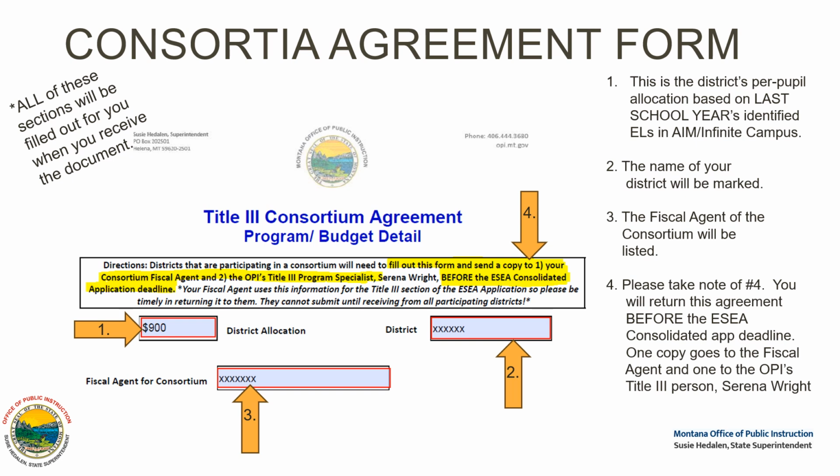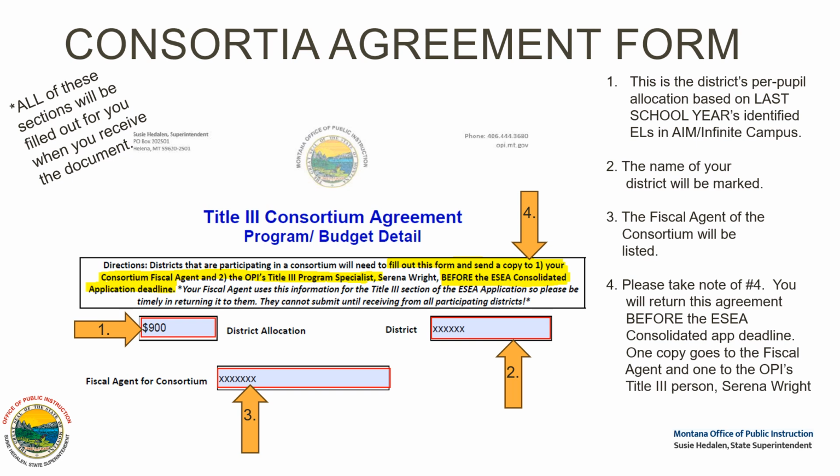So this is a screenshot of the top of the form, the agreement form, and I realize there is a lot going on in this page, so let me break it down. We'll start at the top left-hand corner. When you receive this document via email, I will fill in what your allocation is, I will fill in your district name, and I will also fill in who the fiscal agent is for this consortium. So the top section will be all filled out for you.